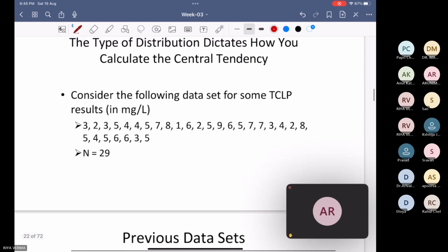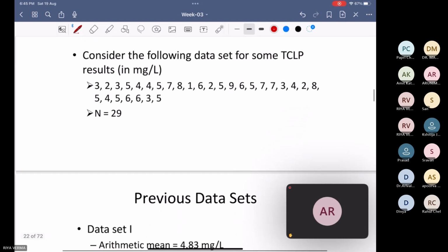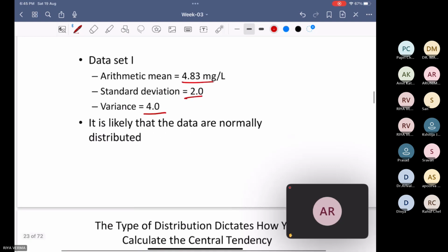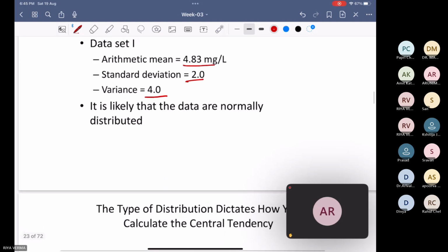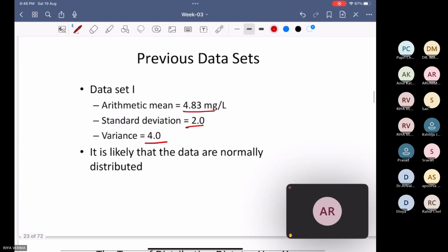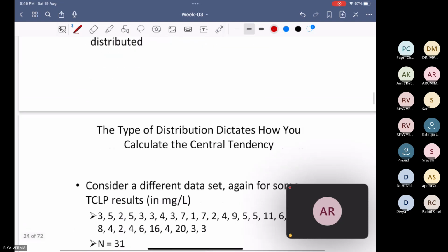Now, same data set, I guess. एक और data set हमारे पास जिसके लिए जो फर्स्ट डेटा सेट था उसका मीन था 4.83. स्टैंडर्ड डेविएशन वाज 2. स्टैंडर्ड डेविएशन अब आप सबको आगे आई होप कैलकुलेट करना. वेरिएंस वाज 4. And the data was normally distributed.